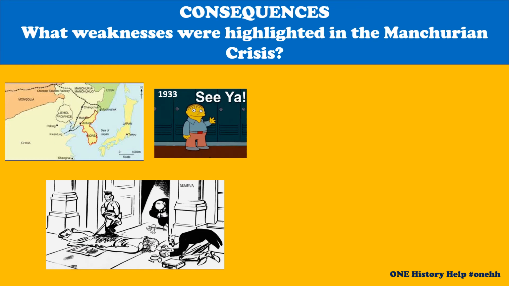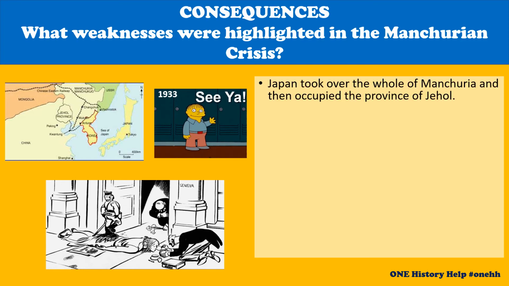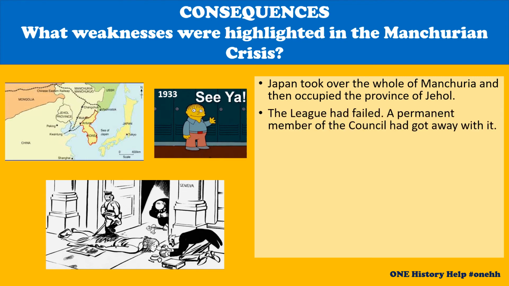Let's take a look at the consequences of the Manchurian crisis. We're going to look at some immediate aftermaths first of all, and then we're going to have a look at it in terms of the weaknesses of the League that we can see in this Manchurian crisis. As mentioned just beforehand, Japan takes over the whole of Manchuria, despite the fact that the League of Nations recommends that Manchuria should be an independent location. Japan completely ignores that. As well as that, they also take over the neighbouring province of Jehol, which you can see on the map just there. It's just to the left of Manchuria.